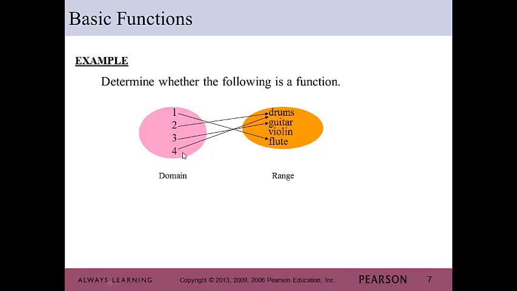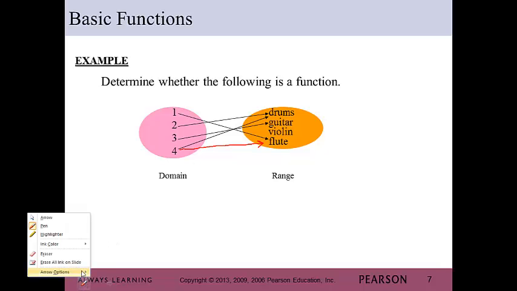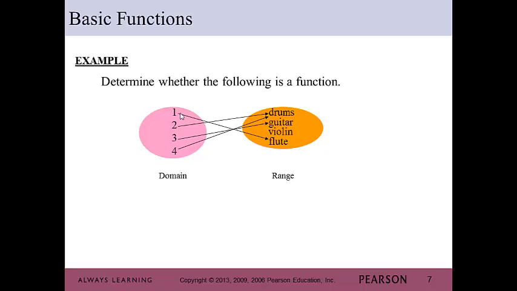For example, this is how a repeat would look. Well, 4 could map to drums as well as map to flute. That would be an example of a repeat, and we say it wouldn't be a function, right? Now the question is, do we see any repeats? We do not, so no repeats in the domain. Therefore, this relation is a function.